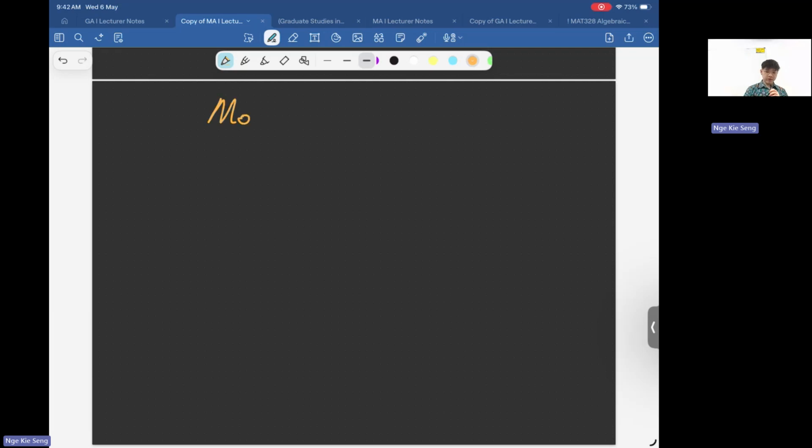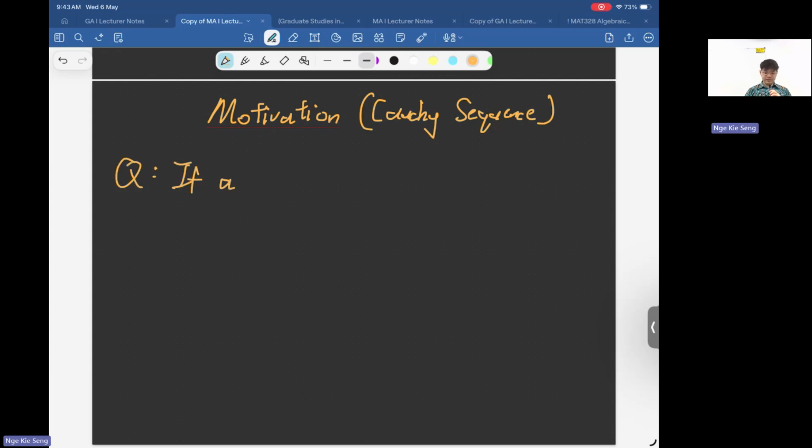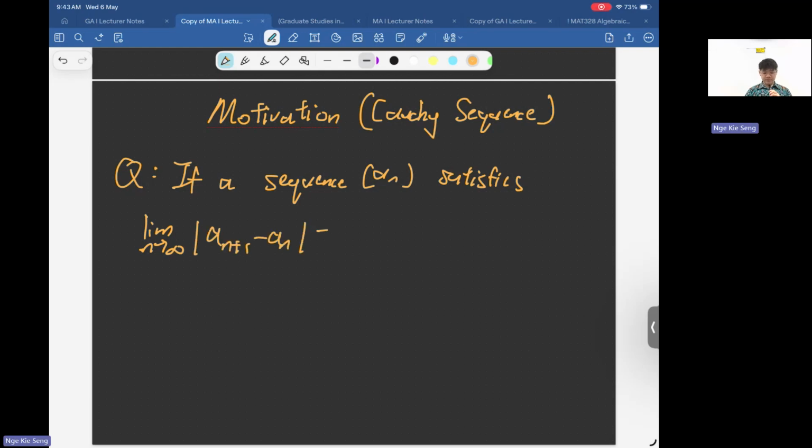We'll continue to a new idea, what we call the Cauchy sequence. Cauchy sequence is a very important concept in analysis. So, maybe I can ask you a question. If a sequence a_n satisfies the following limit here, the length between the subsequent terms converges to 0, is it true that the sequence will converge?